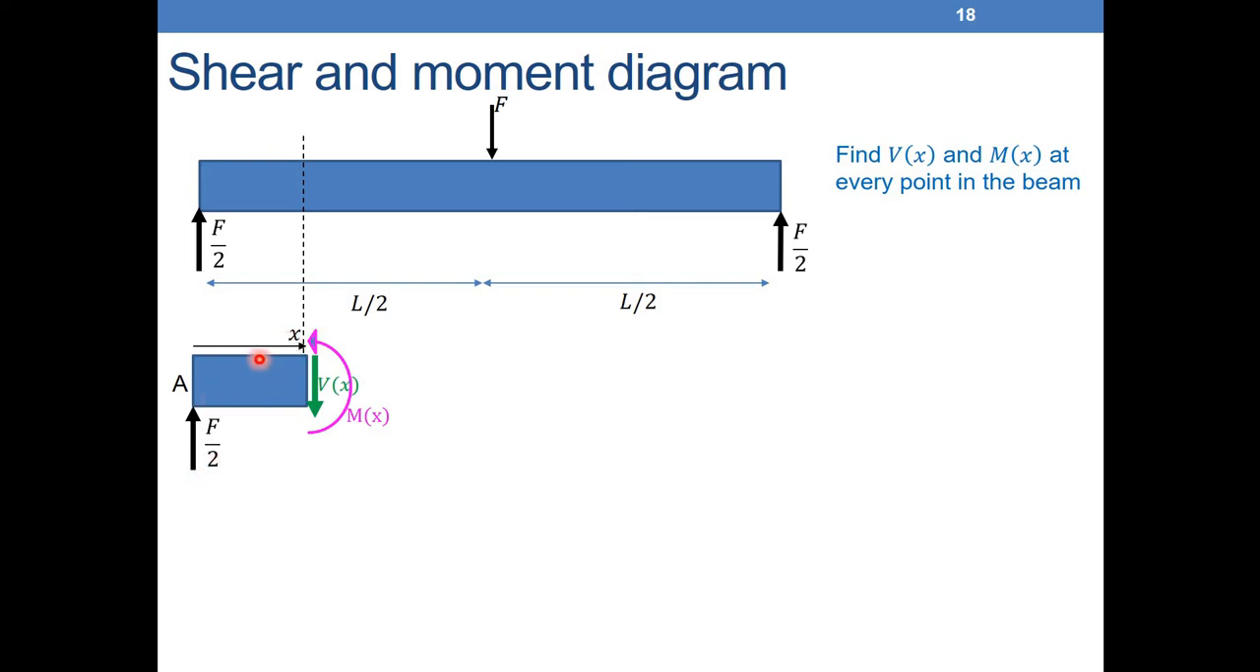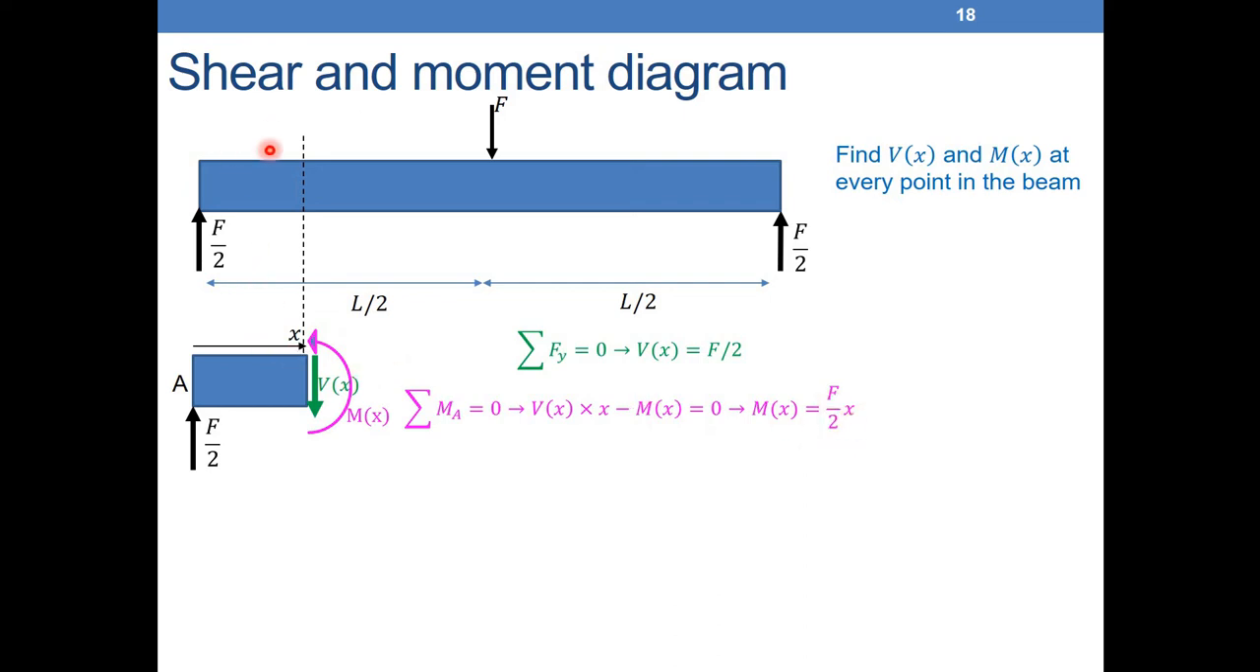So what do we have in this isolated portion? We have F over 2. If I take sum of forces equal to 0, it will give me that at this point V is equal to F over 2. Sum of moments around A equal to 0: the moment of F over 2 is 0 because it passes through the point. So what are the moments around the point A? I will have V of x, V times the distance, V times x, clockwise, minus M of x equal to 0. It will give me M of x equal to F over 2 times x.